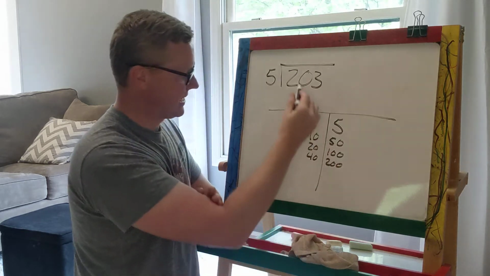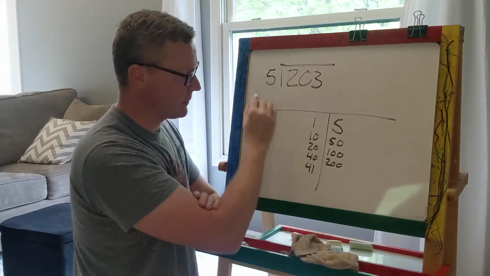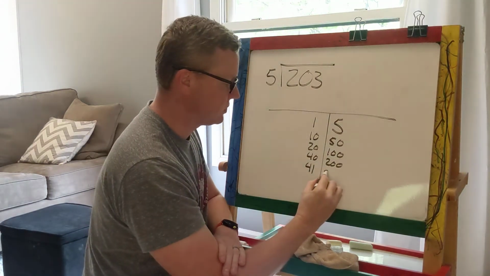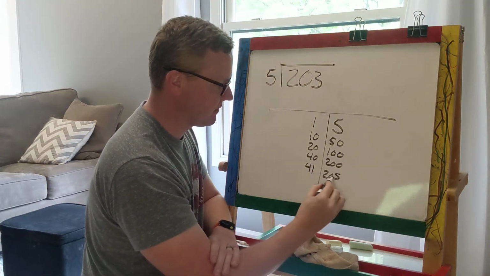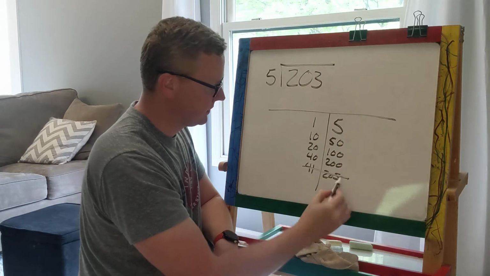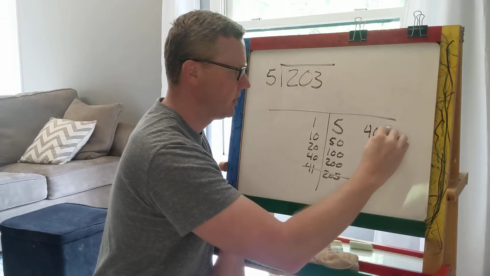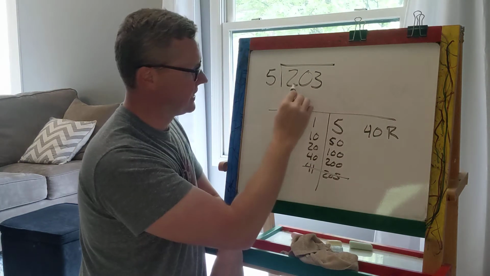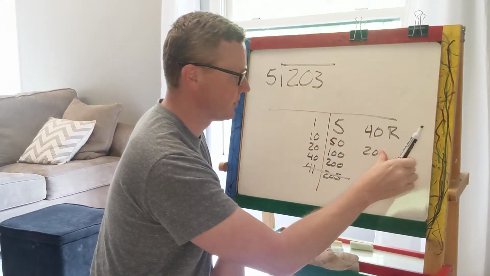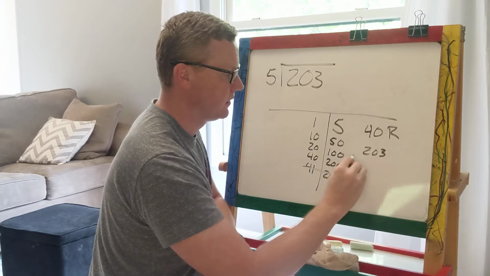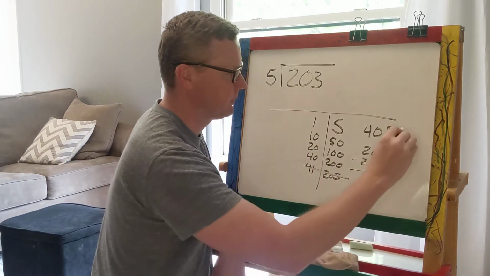Can't double it again, but let's maybe add 1. 41 times 5, because remember they're multiples, would equal 200, and I added one more 5 from up here, so 205, ooh, too big. So we know that our answer is 40 remainder something. And to get my remainder, I'm going to go 203 minus 200. And you will get 3.